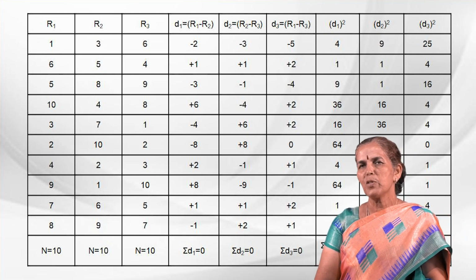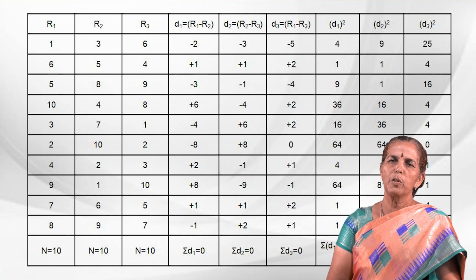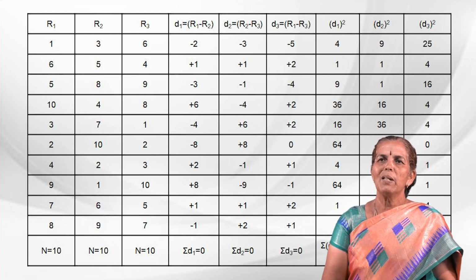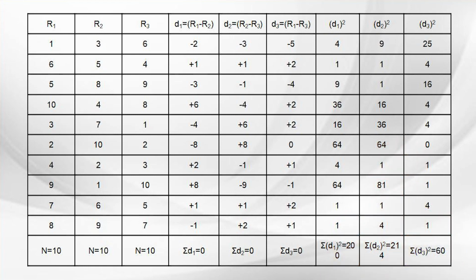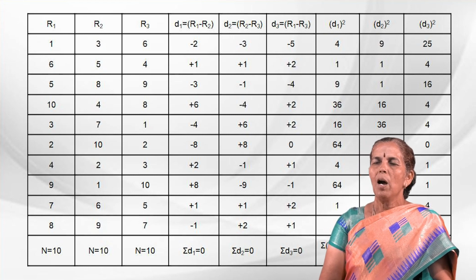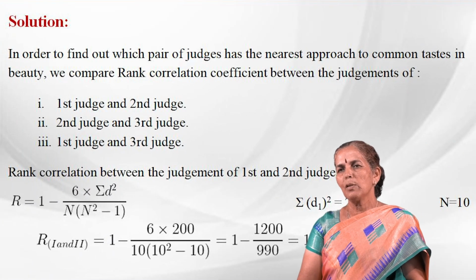R1 is the first judge's rank, which we denote as R1. For the second judge, the rank values are denoted as R2. For the third judge, the rank values are denoted as R3. First of all, we take the first and second. The difference of first and second we denote as D1. Next, for the second and third pair, the difference is denoted as D2. Next, R1 and R3, that means the first and third judge, the difference is denoted as D3. We have found the differences. After that, we square the differences. Finally, we use these total values in the formula.